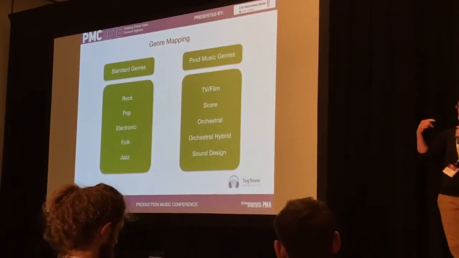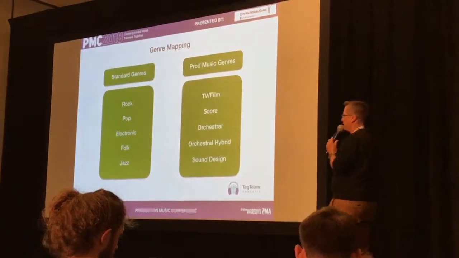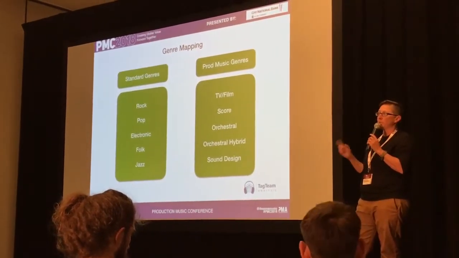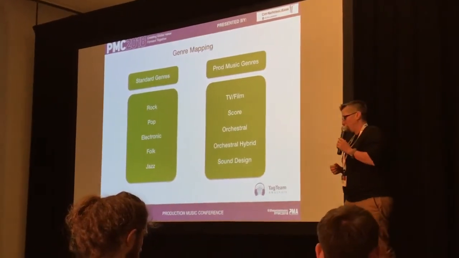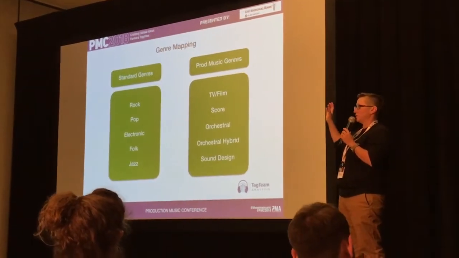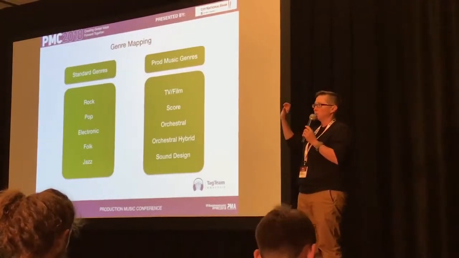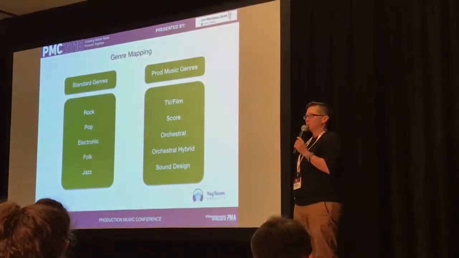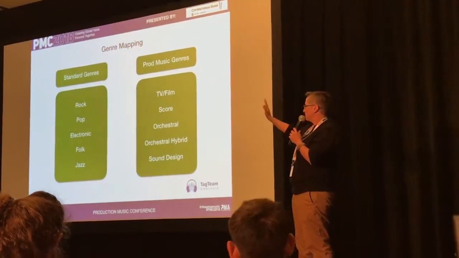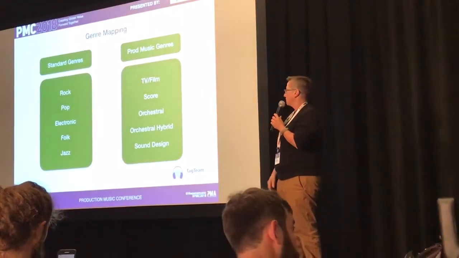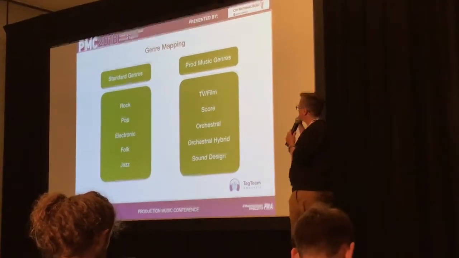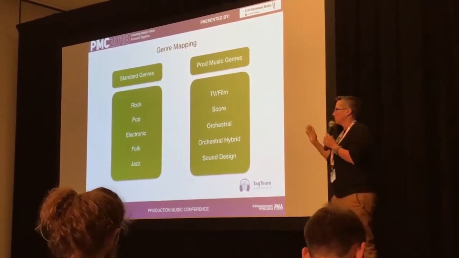All right, so also I wanted to talk about genres. Over the years of tagging, I've realized that it's a really good practice to only put one tag in your genre field. Some aggregators will only read one tag. So it's best to use the best genre tag, and then all of the other genres that describe your music would go into the subgenre field. So I've separated genres into two sections: standard genres that we know from rock, pop, electronic, folk, and jazz are the general, and then also genres that are specific to the production music industry.